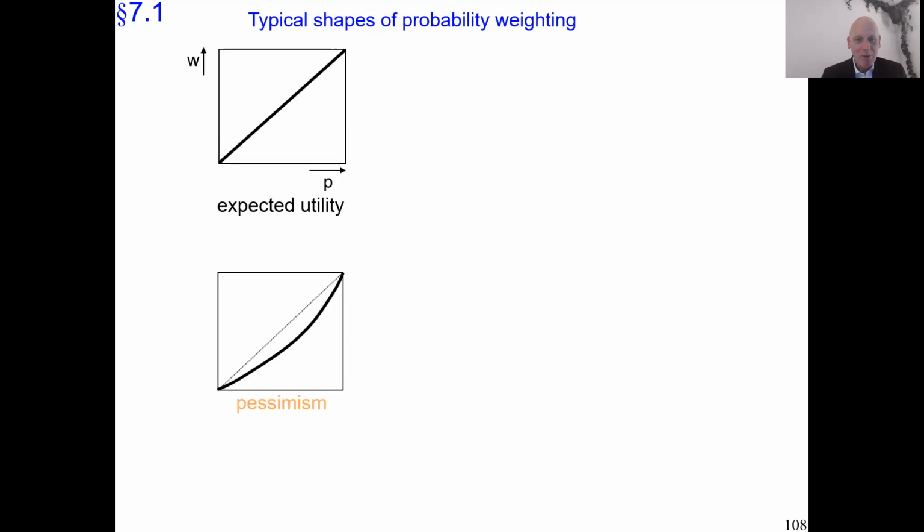The second example I put below, and this is a probability weighting function that is underweighting all the probabilities. We've seen this before, and I already tried to give you some intuition that this is pessimism. This is typically the probability weighting function of a pessimistic person if you underweight all the probabilities.